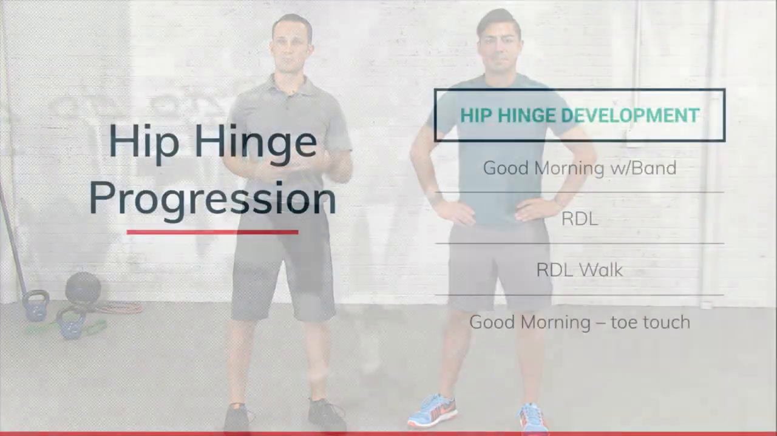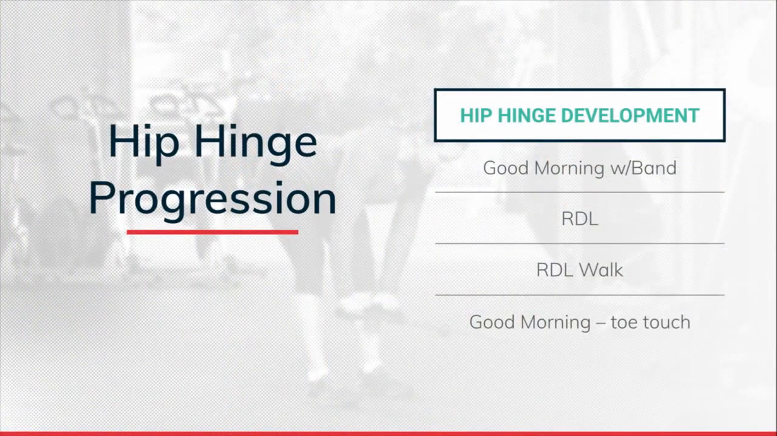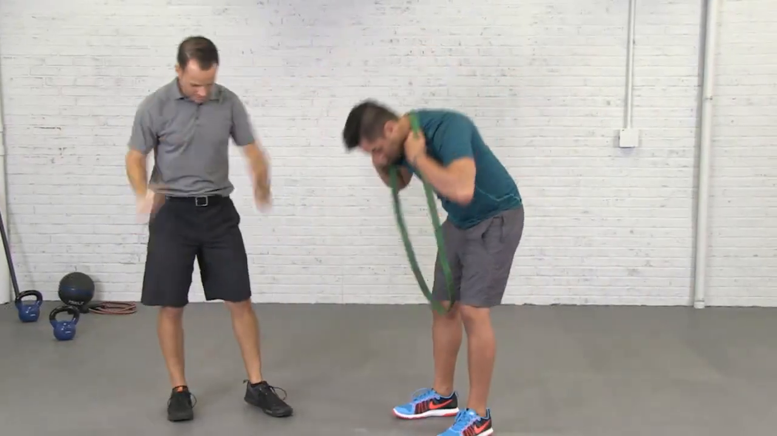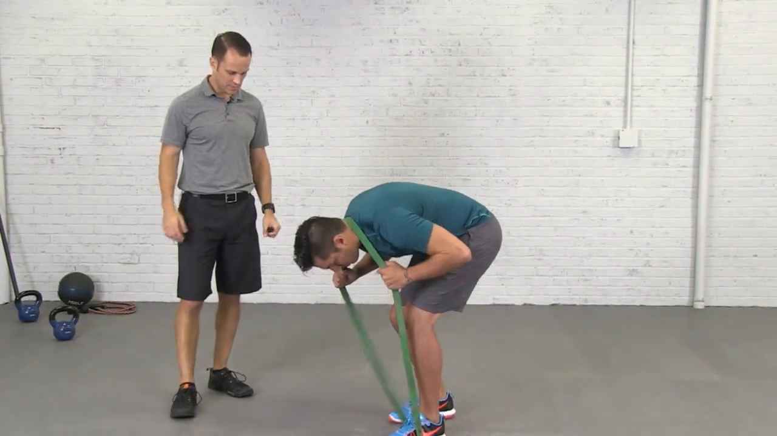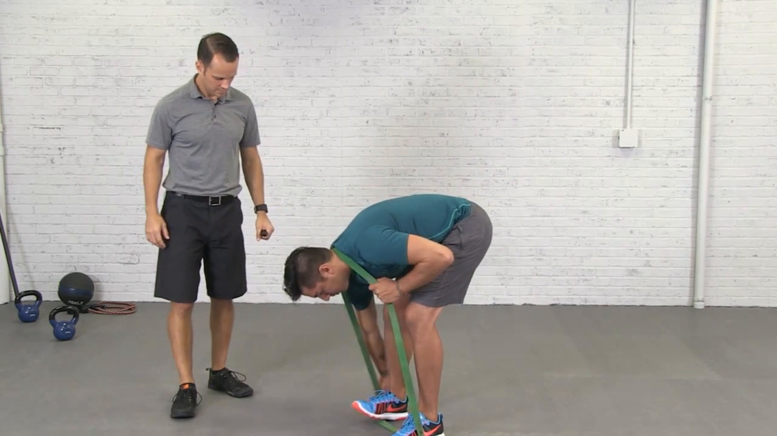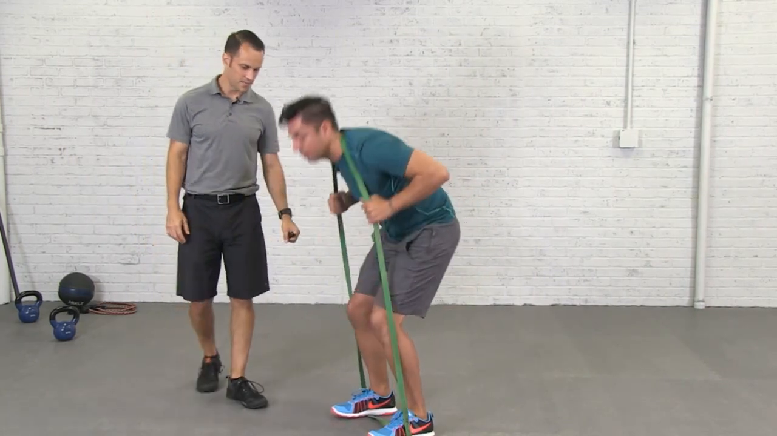All right, let's look at the hip hinge movement and how we can progress that. So the first one we're going to choose here is a good morning with the band. So around the neck, step into it there. Come stand up nice and tall.